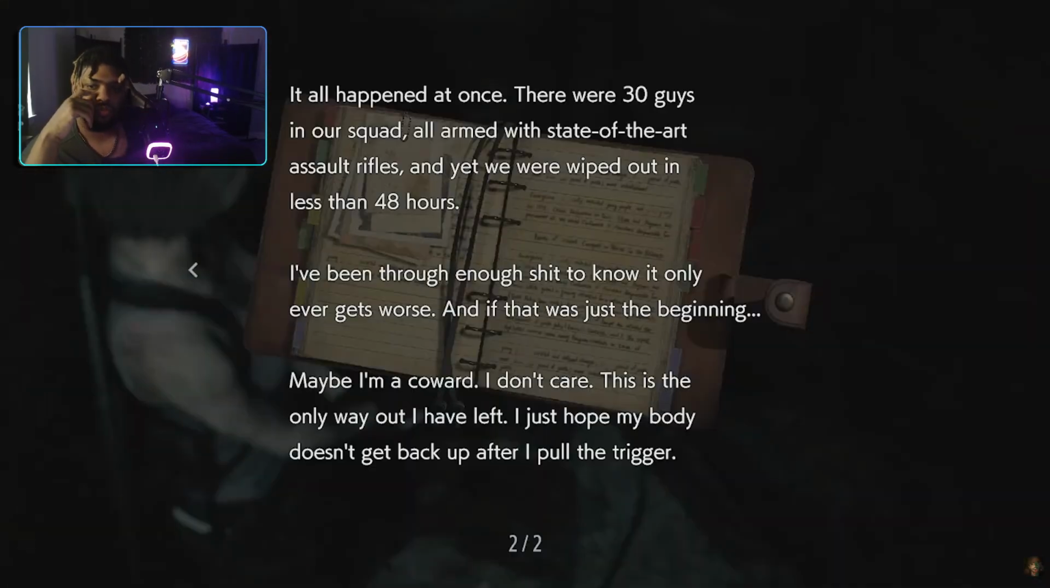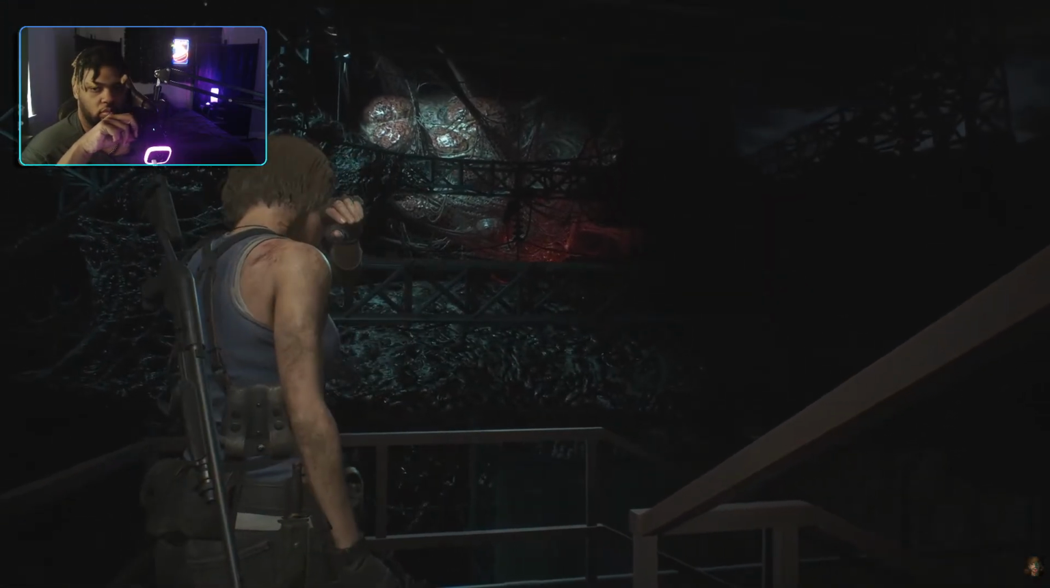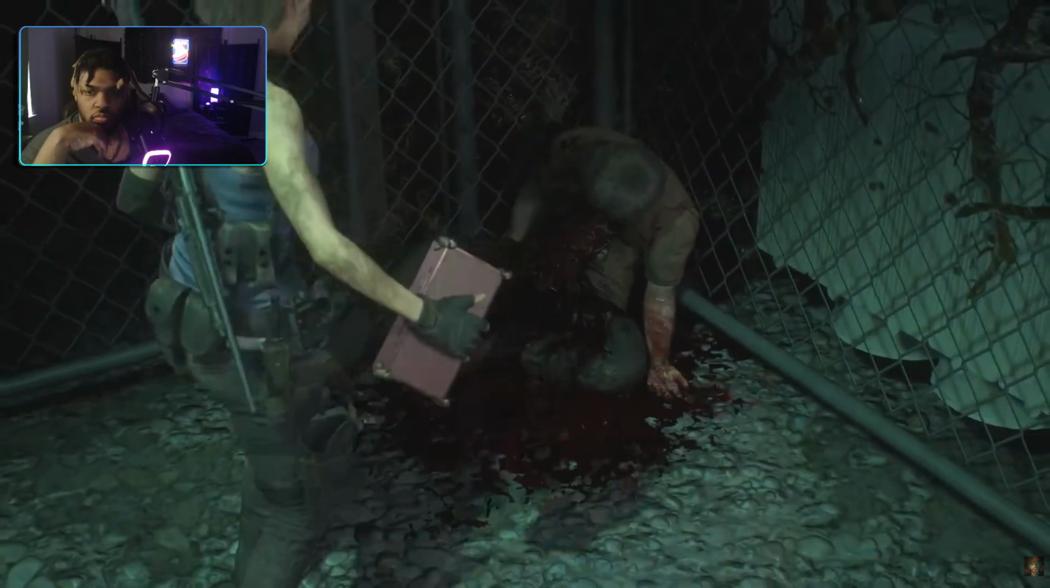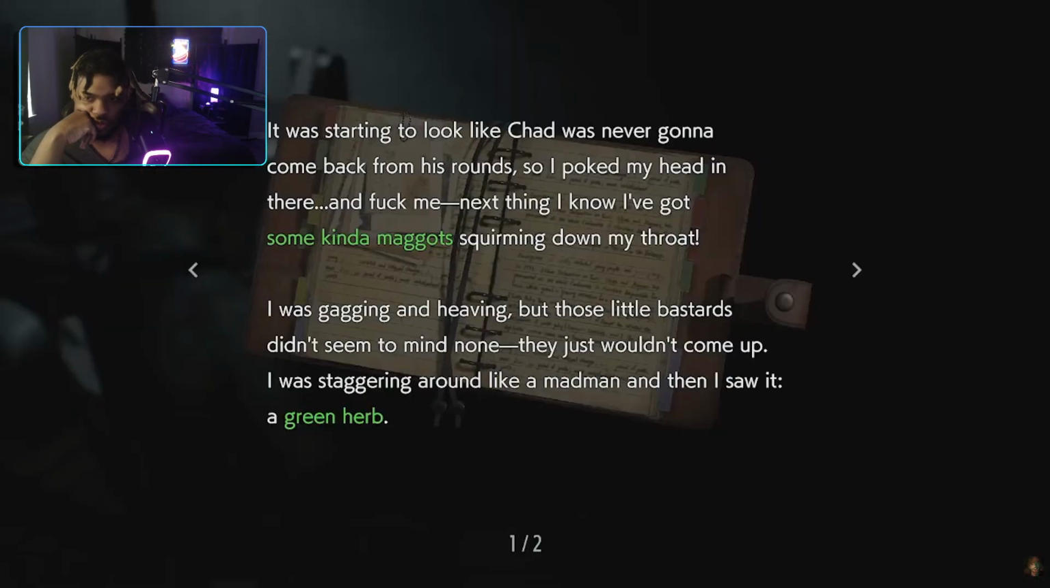Outside this building, Jill finds another dead UBCS member and he's left a note, stating that the squadron he was with, 30 heavily armed men, got wiped out in less than 48 hours. Moving on to the power plant, Jill sees it's engulfed by some sort of nest. Outside, she finds a lockpick next to the bloated corpse of someone, and a load of insects burst out from his body.